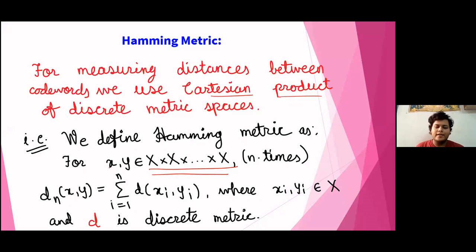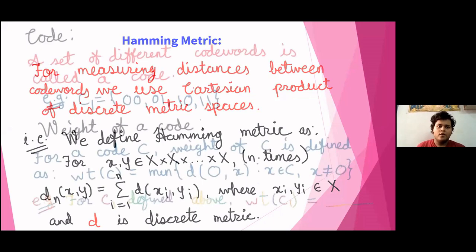And then for two elements, say x and y, in this Cartesian product, d_n, the distance between x and y, is defined as the summation of the distance between x_i and y_i, i from 1 to n, where each x_i, y_i belongs to this X. And this d is nothing but the discrete metric. So the distance for each x_i, y_i will be either 0 or 1. Using this Hamming metric, we will measure distances between the different codes.